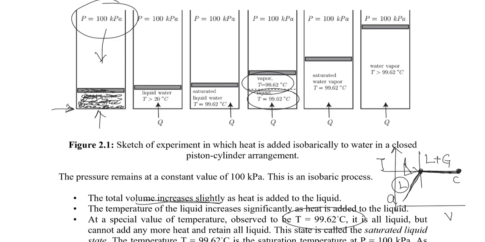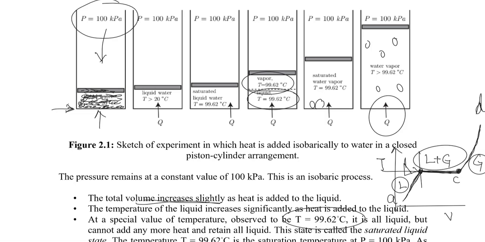Now if you continue supplying heat to the system, the gas molecules, which were saturated and had enough energy, will try to absorb more energy. They will try to get further apart, and getting further apart means the volume would increase, but also the temperature would increase. So this process will be from C to D. It is all gas, but now we call it a superheated gas.